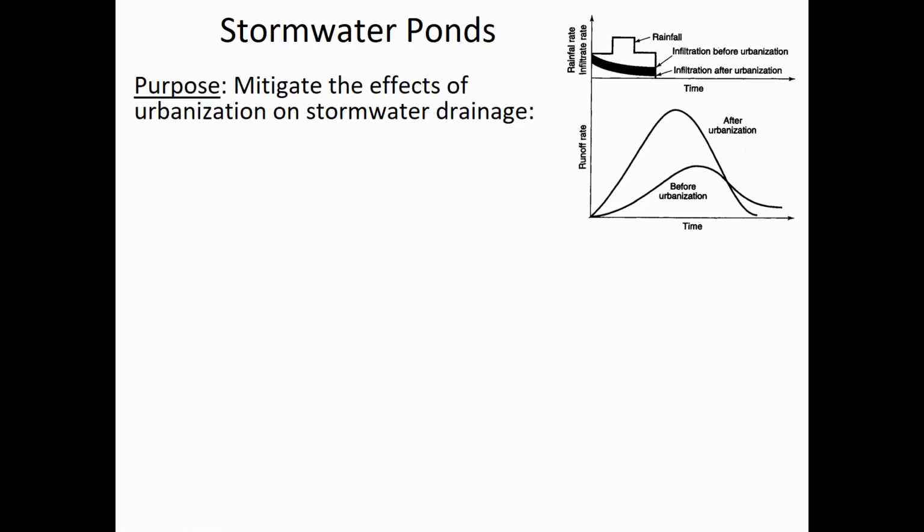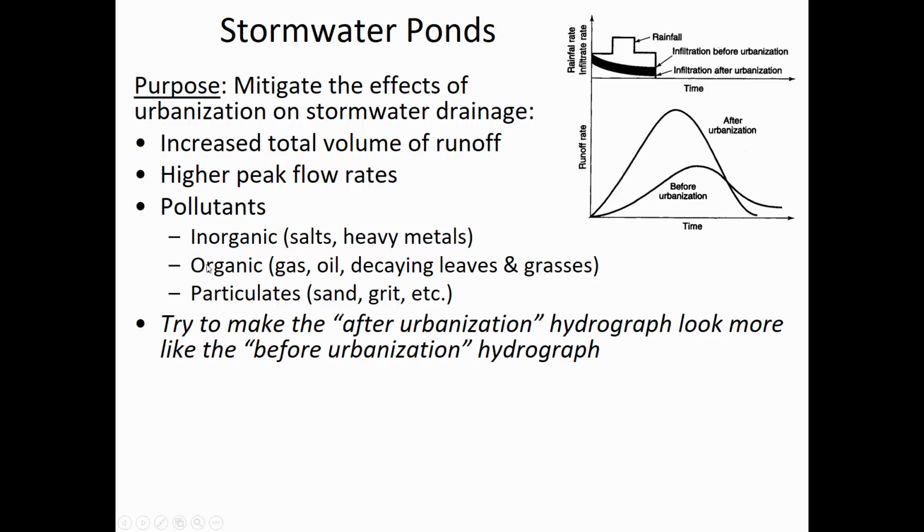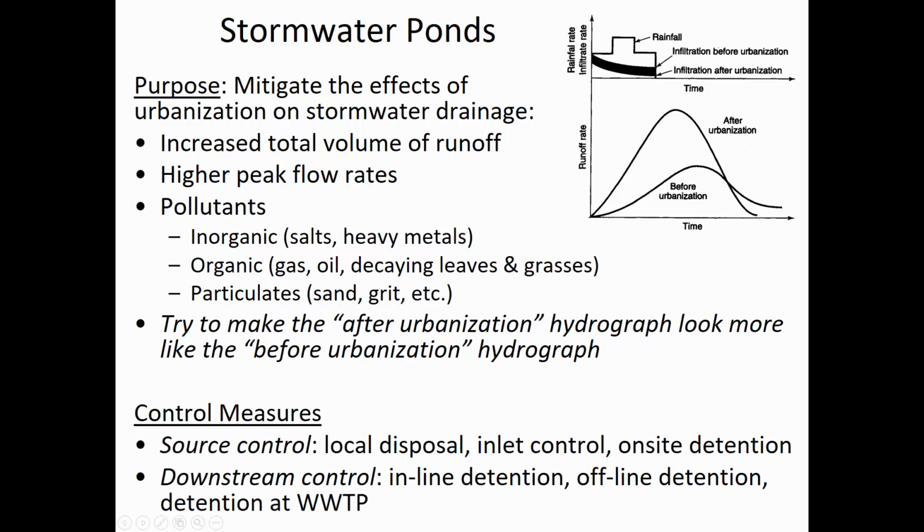All right, so remember, here's our hydrograph and hyetograph. A hydrograph is a figure depicting runoff. A hyetograph is a figure depicting rainfall. Stormwater ponds exist to mitigate the effects of sooner rainwater runoff and more of it. So the problem we're trying to solve is that there's more volume of runoff and it's coming faster, along with the pollutants that can occur in an urbanized environment. So we're trying to make the after hydrograph look more like the hydrograph before urbanization.